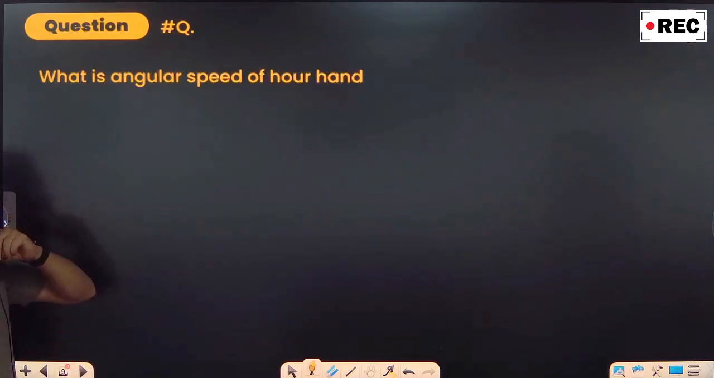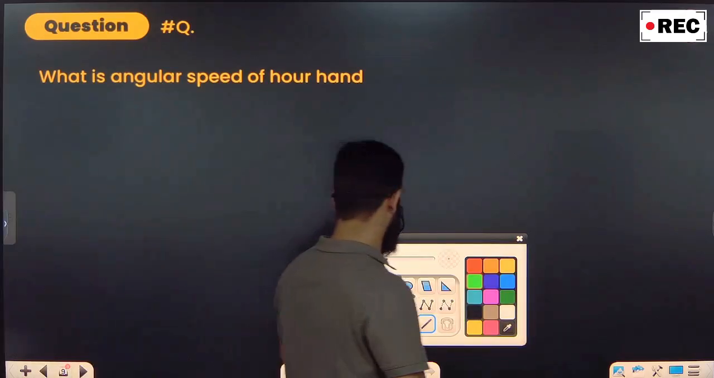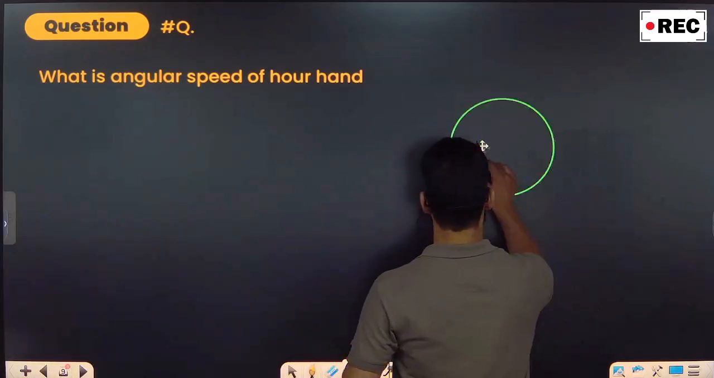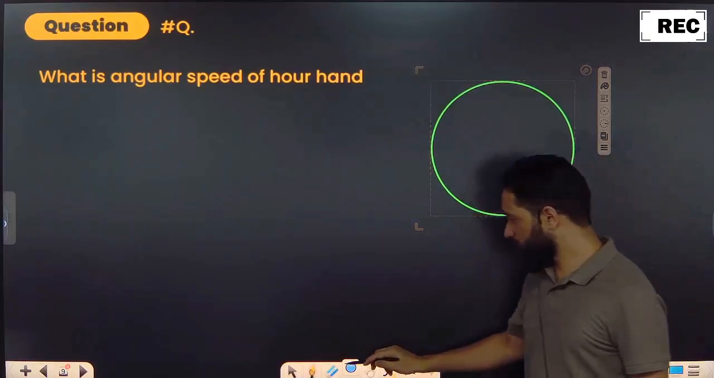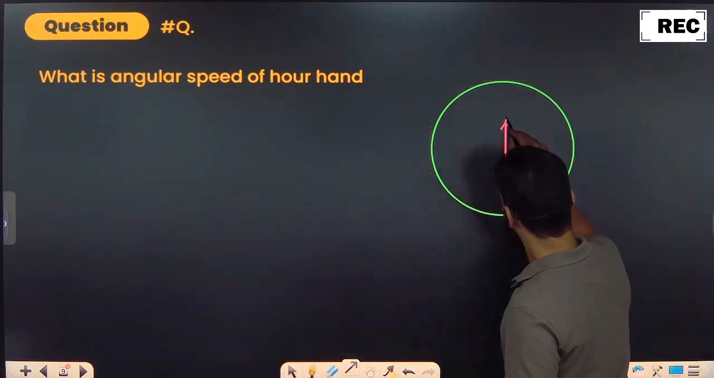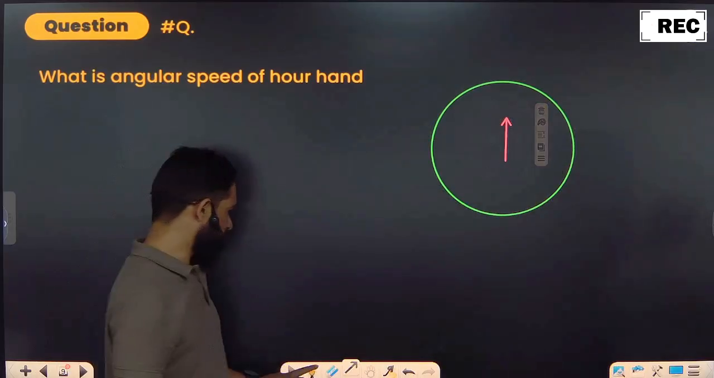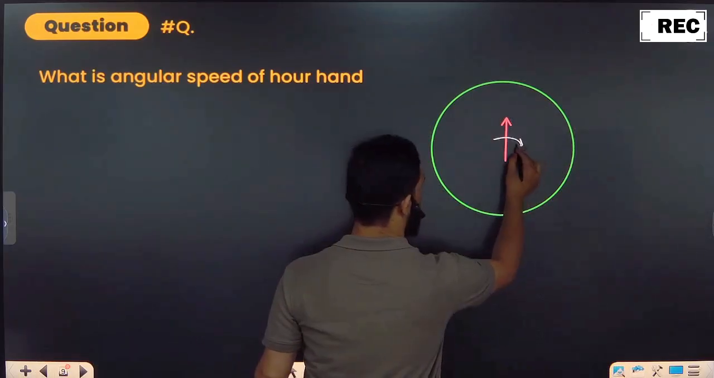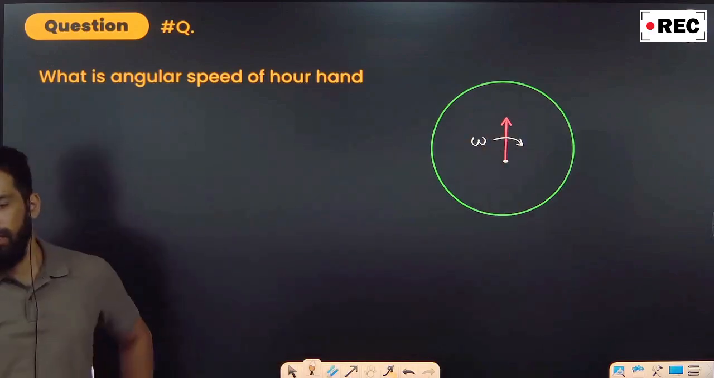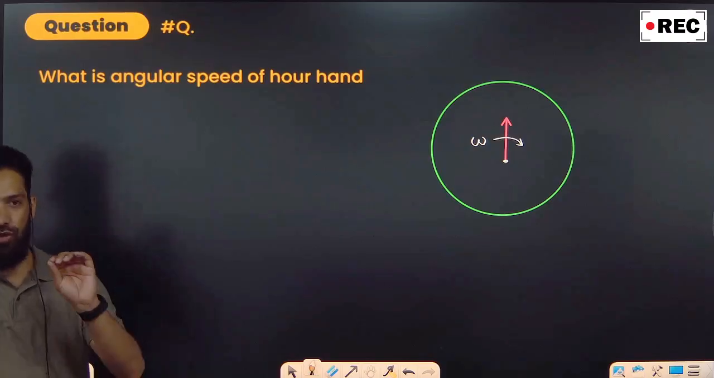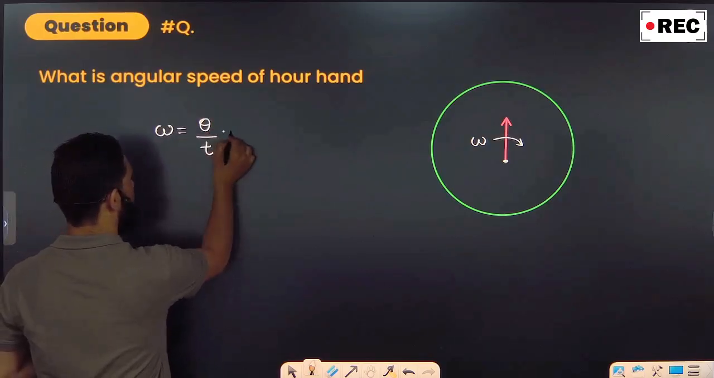What is the angular speed of the hour hand? The hour hand of a clock has some angular speed, okay? Whosoever moves in a circular path has an omega. So suppose we are discussing the hour hand. Which one is the hour hand here? The shortest length one. So it is moving. What is the omega for this hour hand? Sir, you should know. If it is average, obviously it should be average, theta total upon time total.